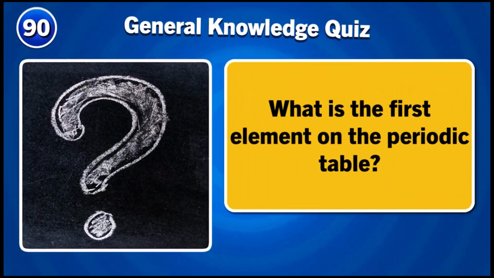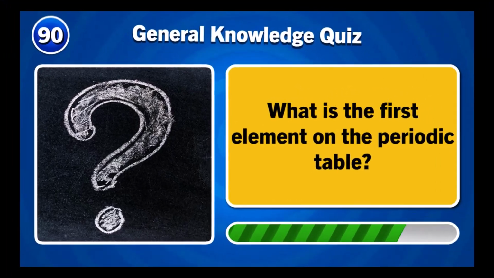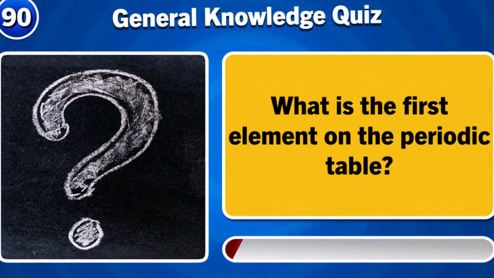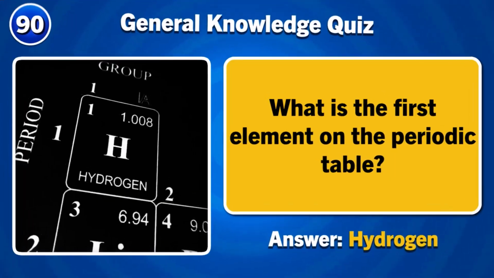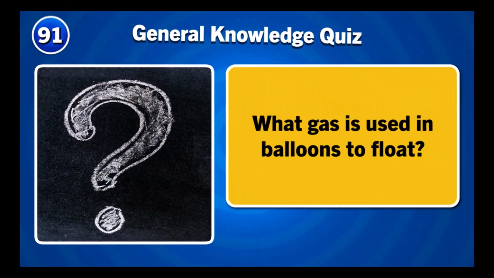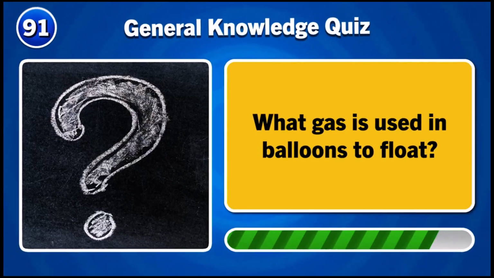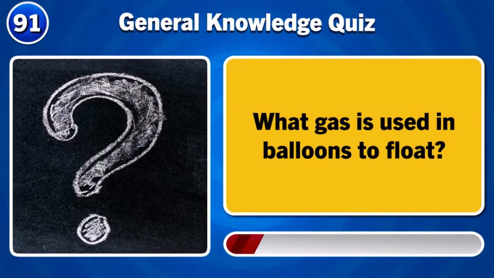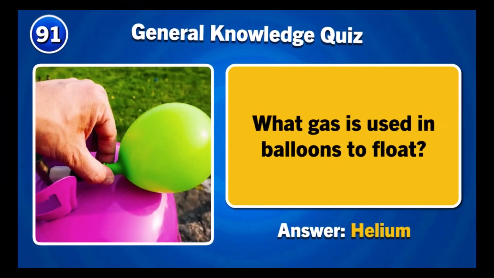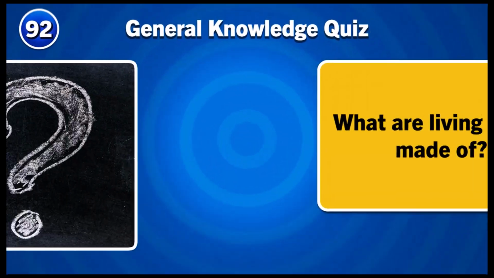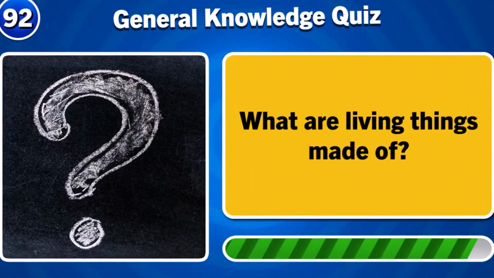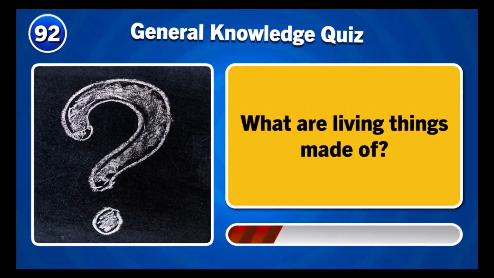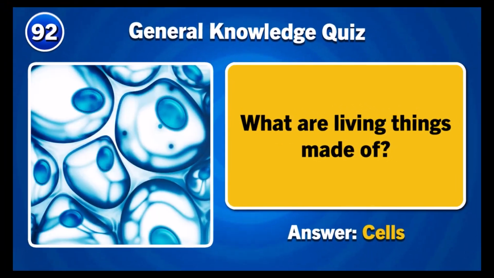What is the first element on the periodic table? Hydrogen. What gas is used in balloons to float? Helium. What are living things made of? Cells.